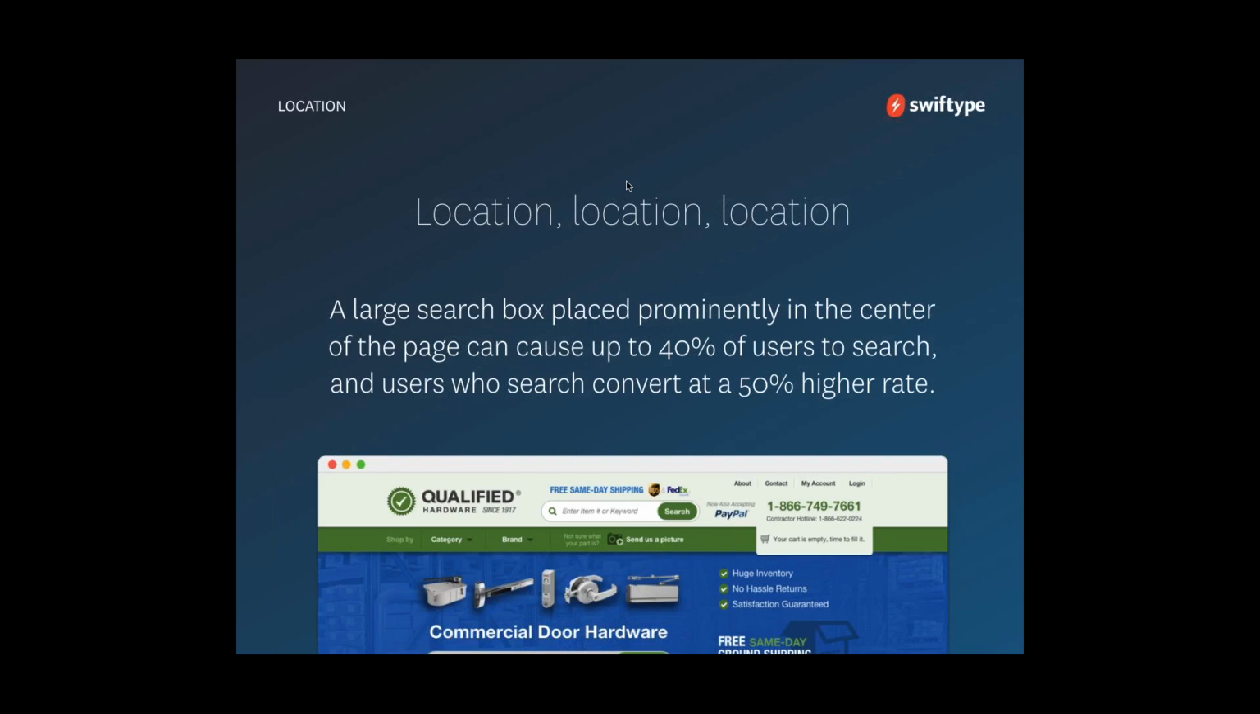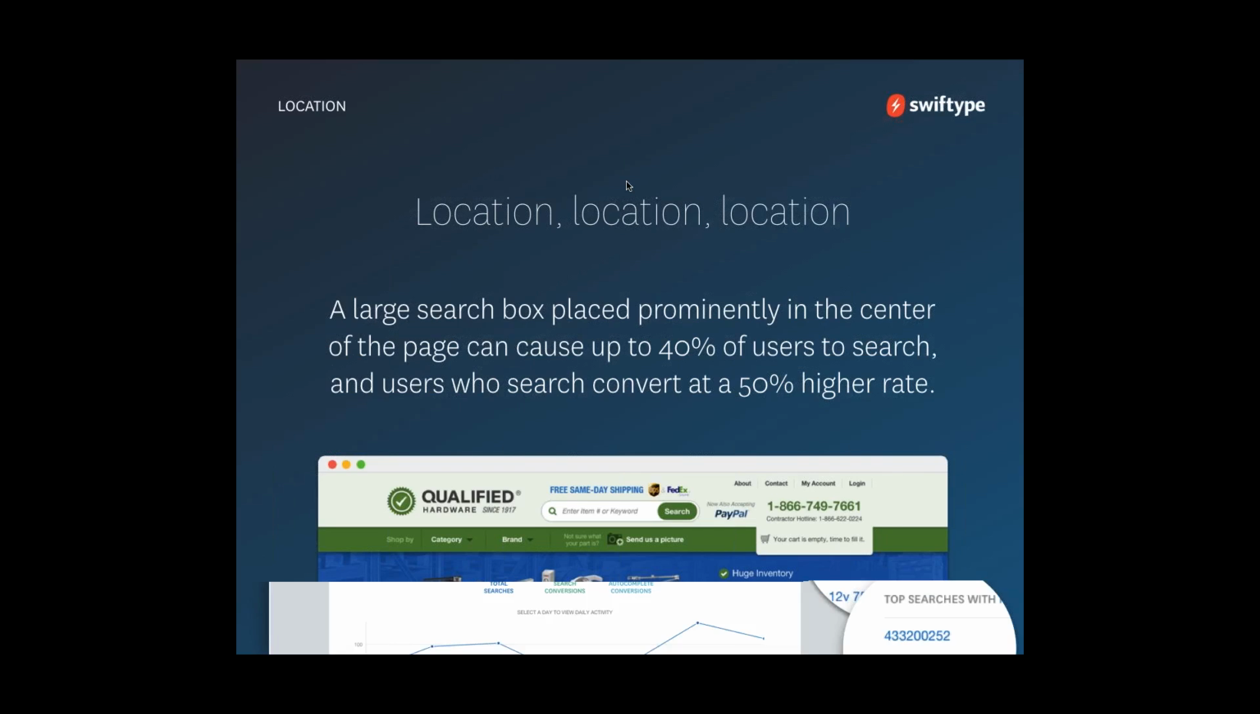One thing that, as a marketer and e-commerce optimizer, you should always be thinking about is the location of your search box. So a large search box placed in the center can cause up to 40% of users to search more, and those that search typically convert at roughly a 50% higher rate. So a lot of times folks will put it in the right-hand corner. Really, we're seeing stats that if you do put it in the middle of your header, you will be able to drive more engagement and more revenue to your products and content.